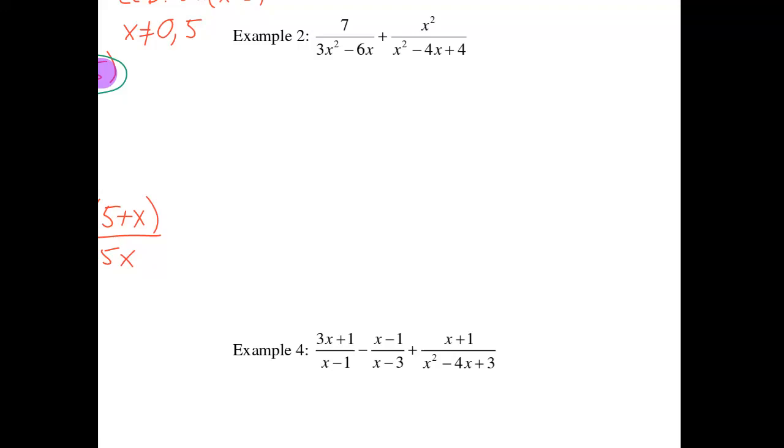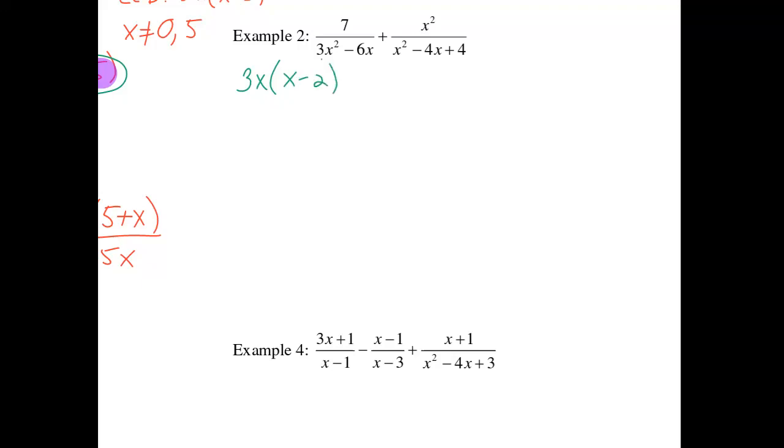So example 2, again, first thing we want to do is factor the denominators if that's not already done. So if I look at the first one, 3x squared minus 6x, what technique would you use to factor here? You can use GCF, and 3x should be what we can take out there. So 3x, if we take that out, we'll be left with x minus 2.